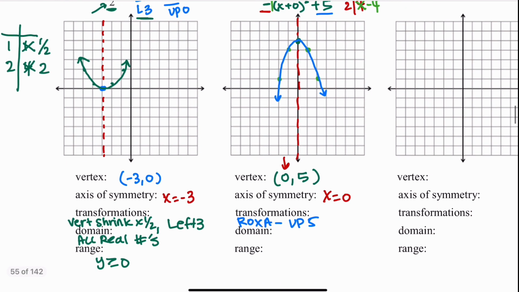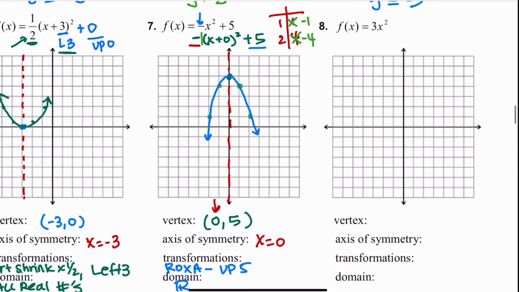Okay, domain is all the x numbers. Those are all real numbers. One way you can write it is this fancy R symbol. That just means all real numbers. And with our range, the y values, the highest point it goes to is 5. Everything else is below the 5. So we're going to say that y is less than or equal to 5.